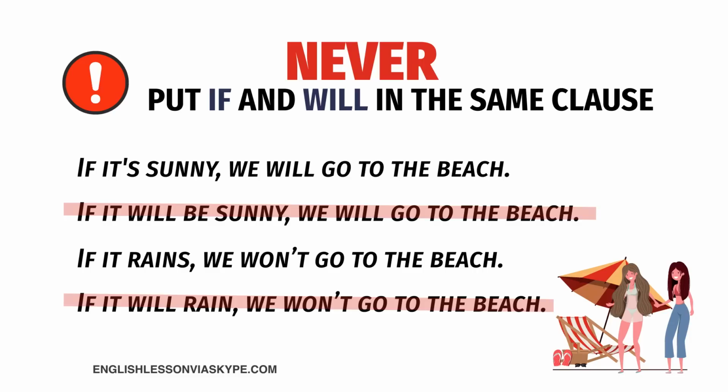So that's another indication that you've done something wrong. So look for your two clauses. If it rains, one clause. We will go to the beach, main clause. So make sure you have will only in one of those clauses.